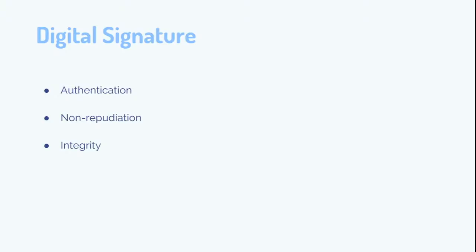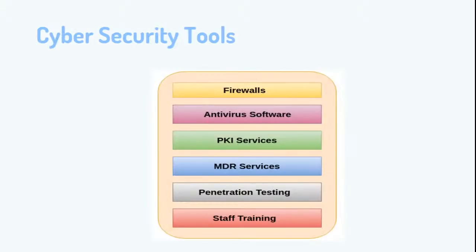And for digital signatures, there are different types of algorithms, like the key generation algorithm, signing algorithm, or signature verification algorithm. Using those, we can do these things. And cyber security tools like firewalls, antivirus software, PKI service, MDR service, penetration testing and staff training. So these are some of the cyber security tools we are using for improving the cyber security level.